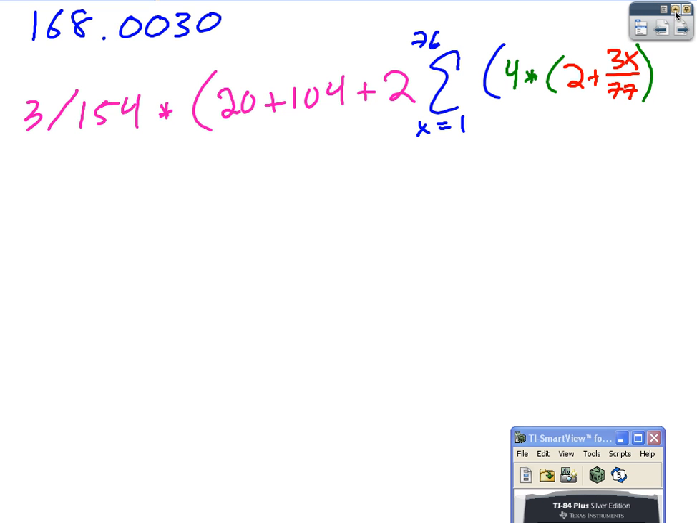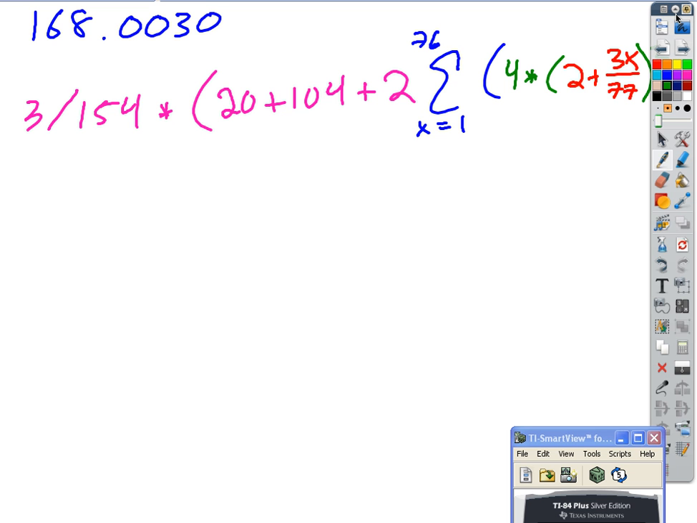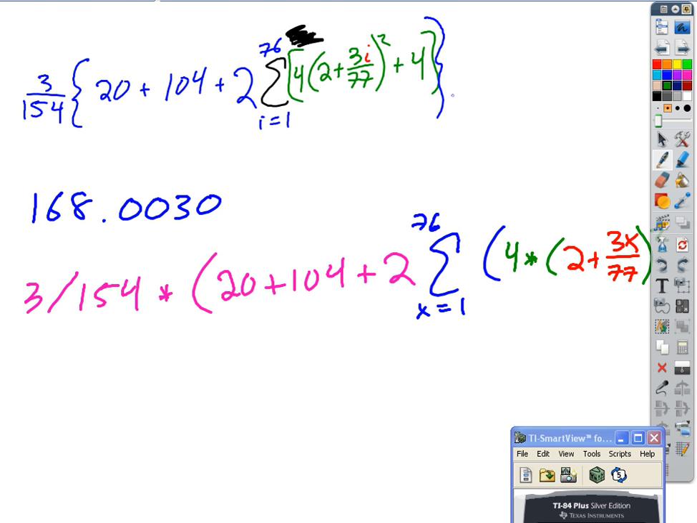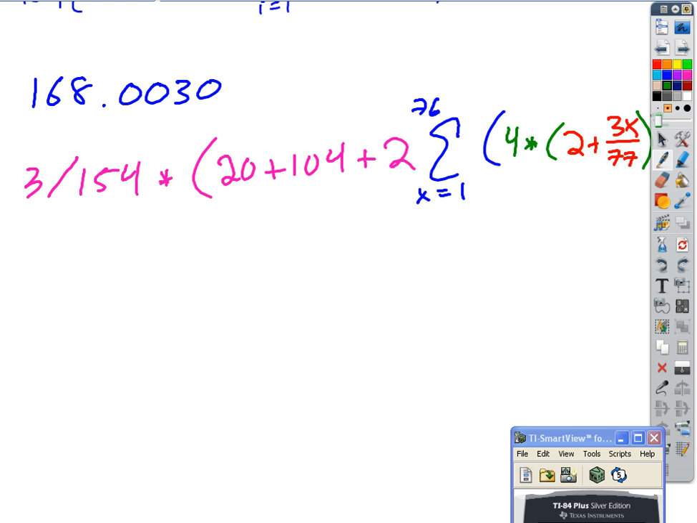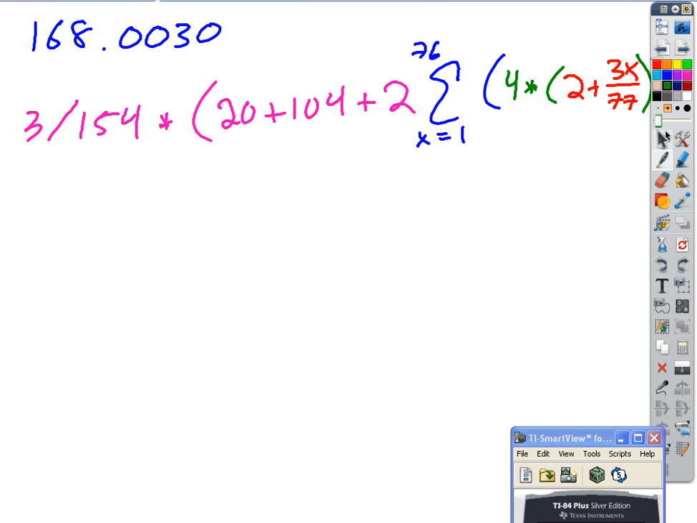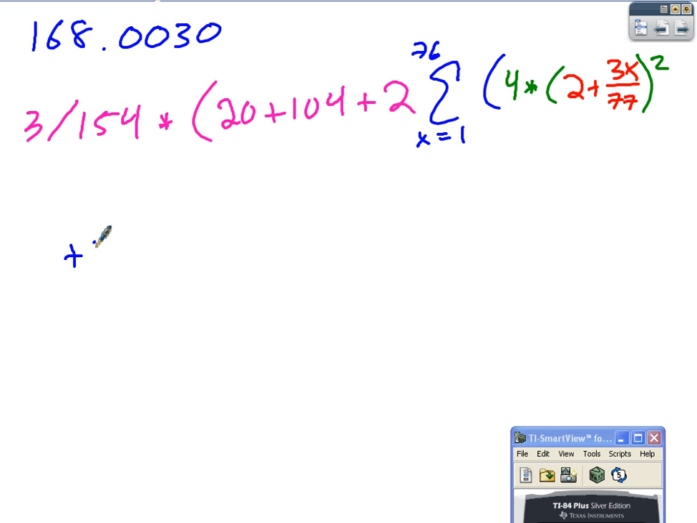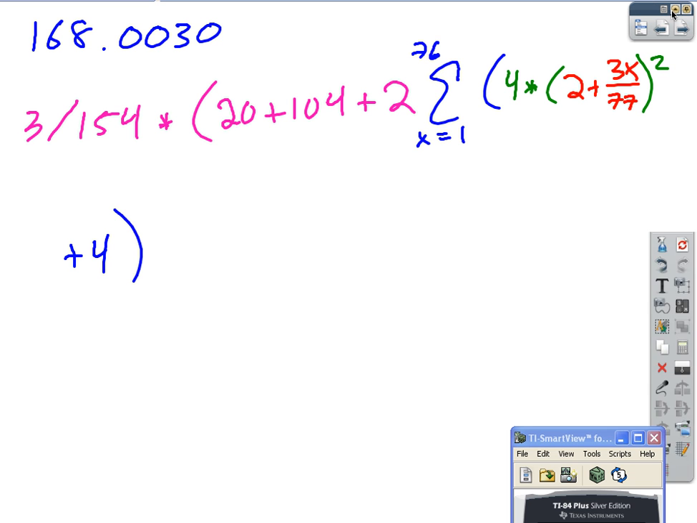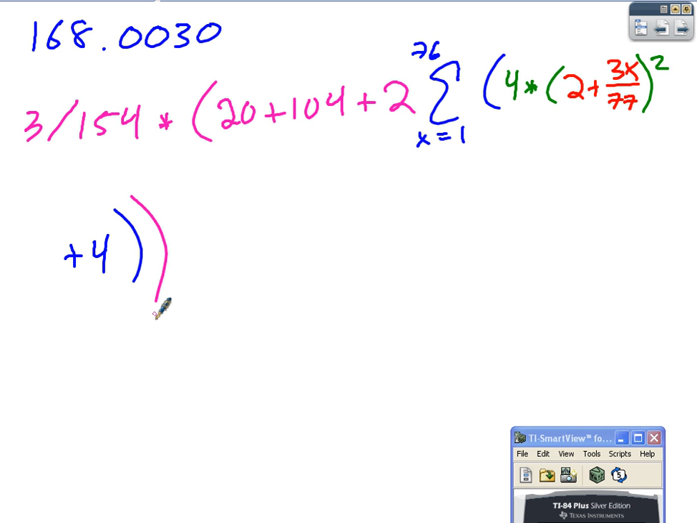Plus 4, yeah, is that right? Plus 4. So that's what you're missing, I think. Plus 4, then we go plus 4, close the parentheses, that's for the sigma. Then we need another set of parentheses. I don't think the extra parentheses really matter. I think it'll still calculate. So that's squared. That's what you should have. We've gone over that twice.